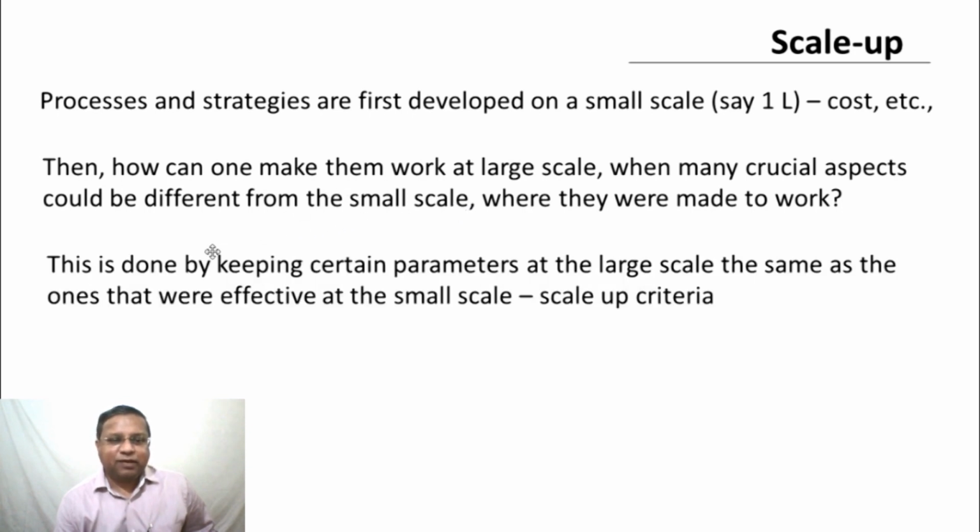The scale up is done by keeping certain parameters at the large scale the same as the ones that were effective at the small scale. So appropriate parameters at the large scale are kept the same as the effective ones at the small scale. These are called scale up criteria.